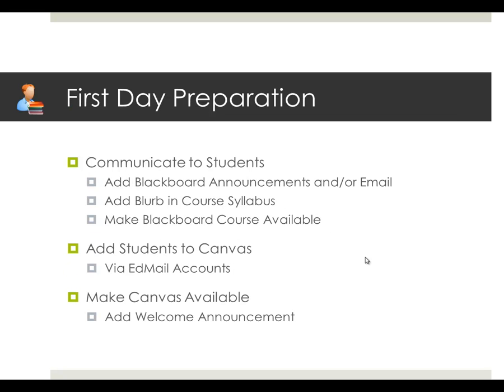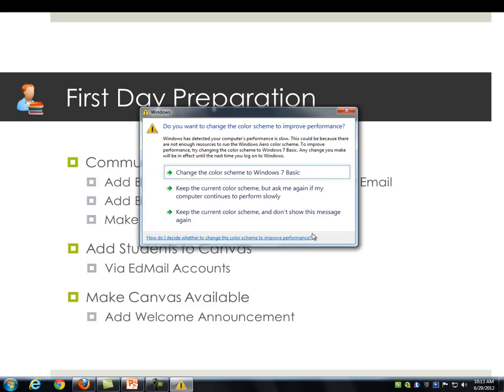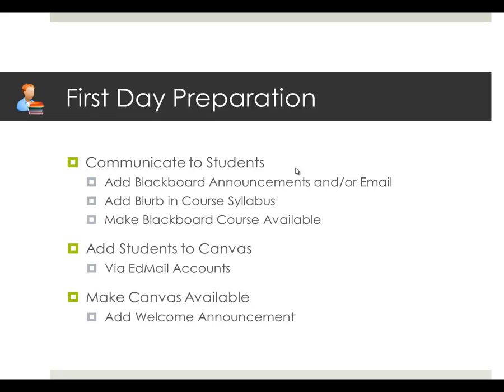Almost there. So regarding first day preparation, some of the steps here are going to be to communicate, obviously, to our students. So our students initially are going to be looking for us in Blackboard. So we'll need to add an announcement within Blackboard, and you may want to accompany that with an email so that it goes out both ways. You may want to add a blurb within your course syllabus as well. I would highly suggest that, letting them know within the syllabus that we will be using Canvas for the use of this course. And then lastly, you'll need to make your Blackboard course available to your students so that they can actually see that announcement and then see the syllabus, which will point them to Canvas.